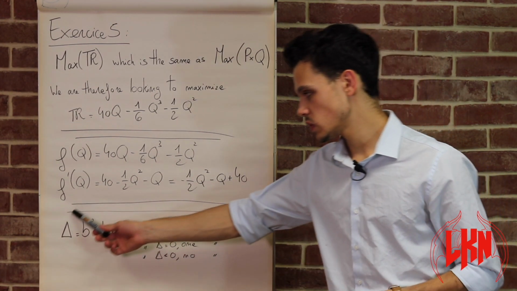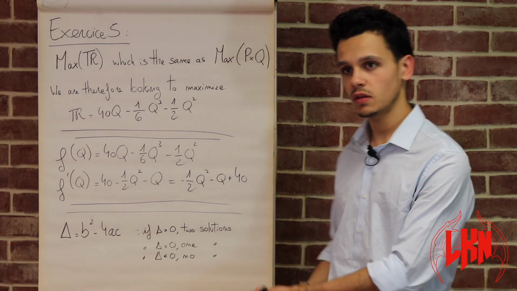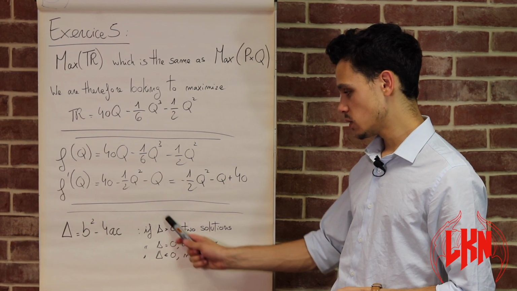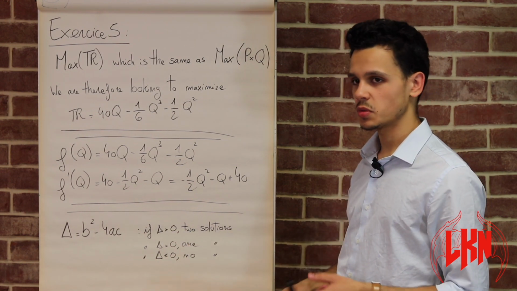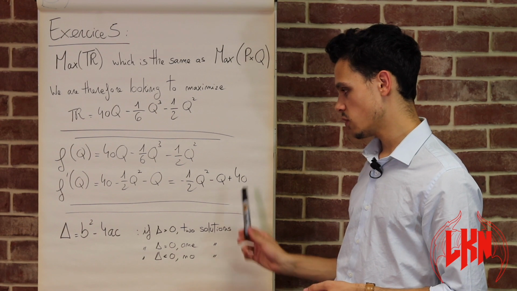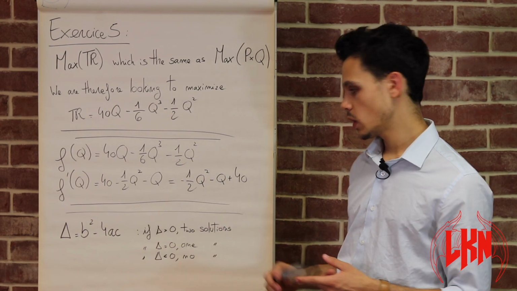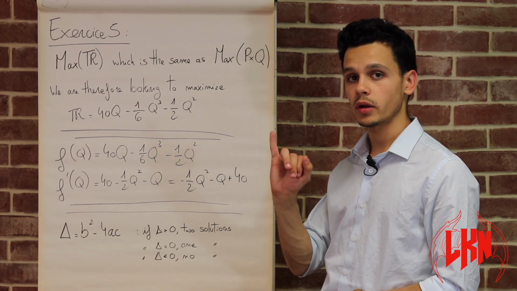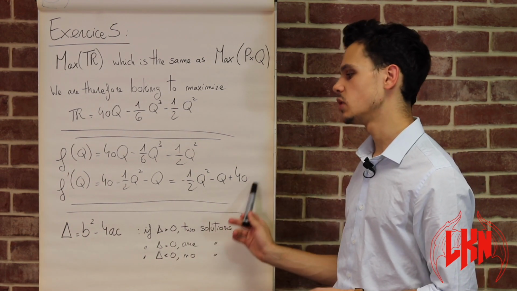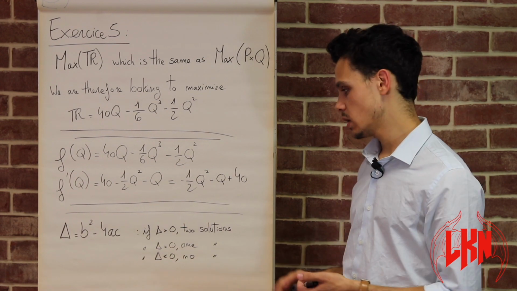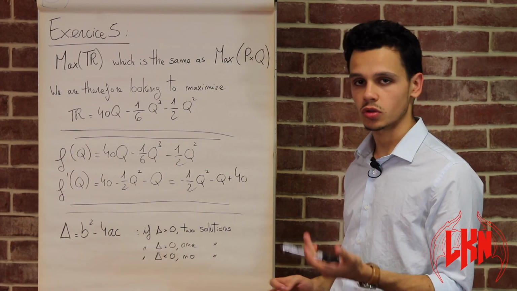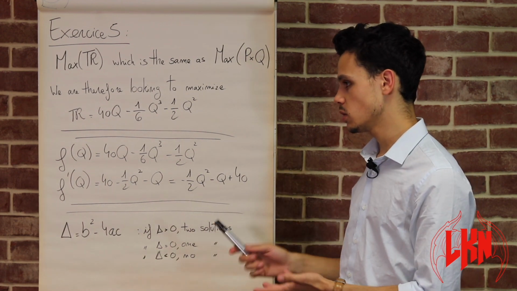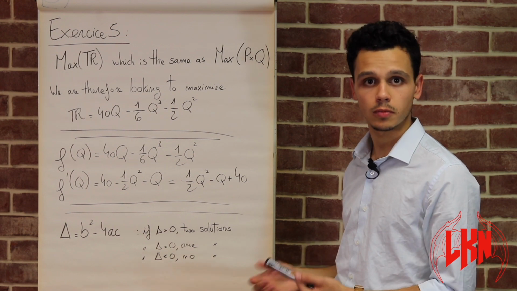Then, when you compute the expression of the determinant, you'll have one of three things happening. 1, the determinant is superior to 0, which means that we'll have two solutions for this expression being equal to 0. 2, the determinant will be equal to 0, which means that we'll have one solution to this expression being equal to 0. And lastly, the determinant being inferior to 0, which means that we'll have 0 solutions as to this expression being equal to 0.